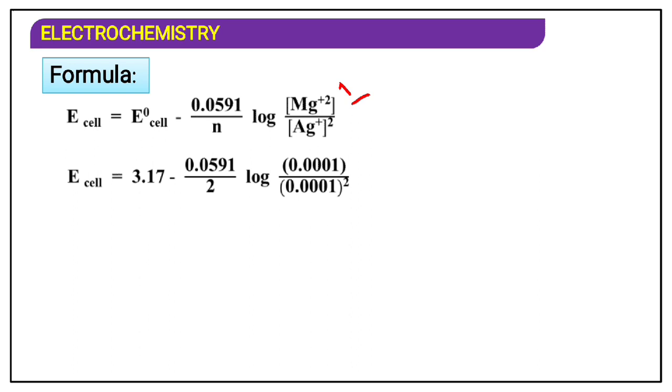And in the problem, if you clearly observe, they have already given the E cell. That's why in place of E cell, I am substituting what they gave, that is 3.17 volts. And I already mentioned the concentration of Mg plus 2 they gave is 0.001. The concentration of Hg plus they gave is 0.001, and it is a square. Okay, simplify this and you will get this one. I think you may have doubts about how to simplify this one. I will explain now how to simplify this.